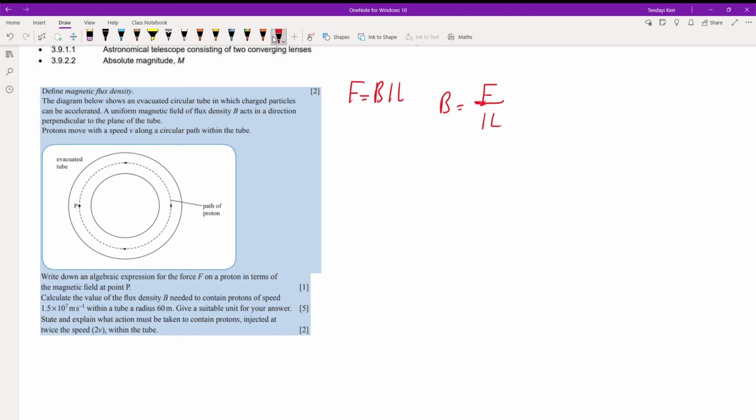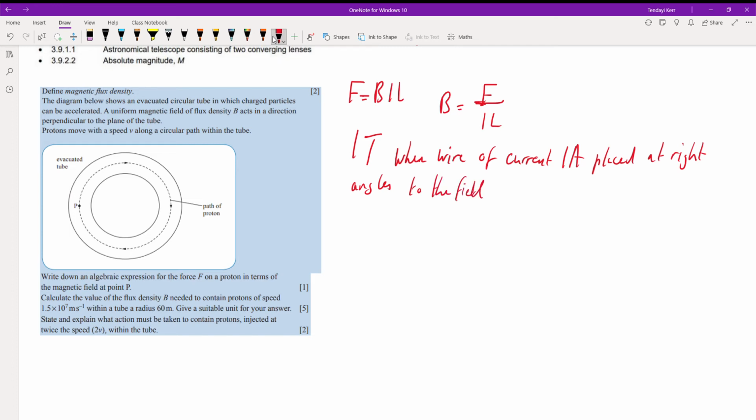So if we write it out as well, 1 Tesla is when you've got a wire carrying current of 1 amp placed at right angles to the field, and it's experiencing a force of 1 Newton per meter. And that's how we define it for 1 mark.